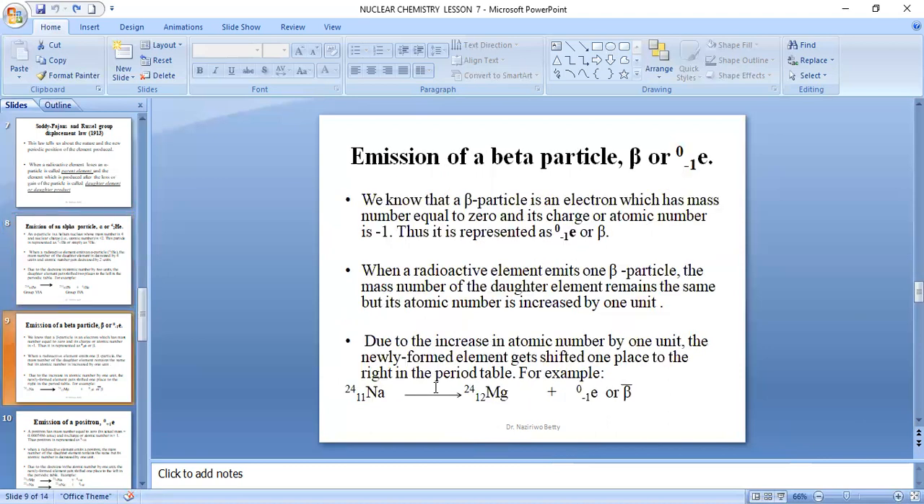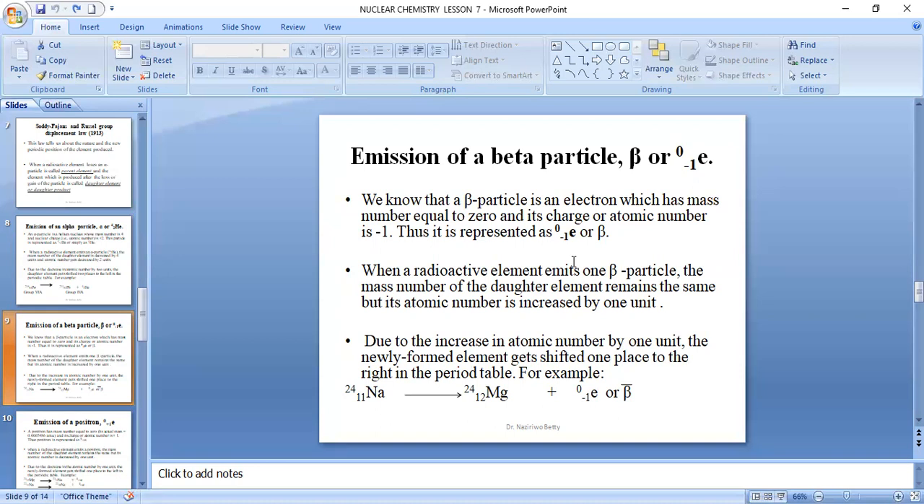Emission of a beta particle. A beta particle is an electron which has mass number equal to 0 and the atomic number equal to -1. When a radioactive element emits 1 beta particle, the mass number of the daughter element remains the same because the mass number of the beta particle is 0. But its atomic number is increased by 1 unit because the atomic number of the beta particle is -1.